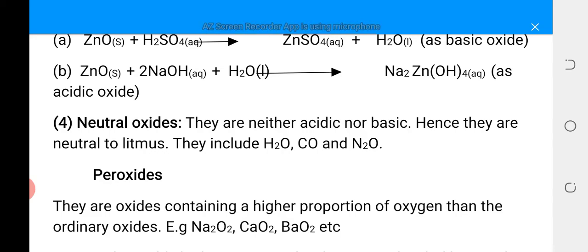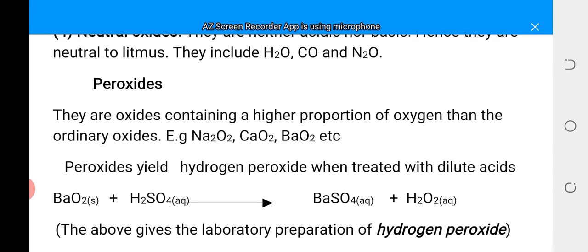Now, we also have what we call the higher oxides, like lead oxide, like manganese 4 oxide. We also have trilead tetraoxide, that is Pb3O4, also known as red lead oxide. We also have higher oxides like iron 2 diiron 3 oxide, because they contain a higher proportion of oxygen. That is why they are called higher oxides.